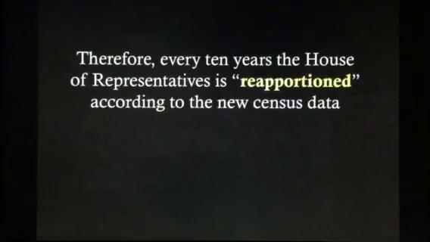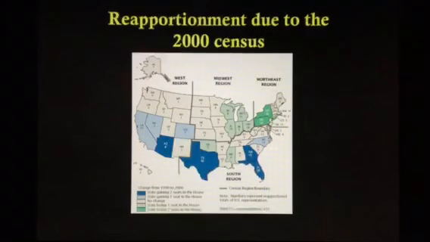Every 10 years, the House is reapportioned or redivided up according to the new census data. For example, in the 2000 census, the states in dark green lost 2 House seats. The states in light green lost 1 House seat. States in light blue gained a House seat, and states in dark blue gained 2 House seats. So you notice that the North and the Northeast are losing House seats, and the South and Southwest are gaining House seats. So migration in our country from what we call the Rust Belt, these are the northeastern states, down to the Sun Belt.